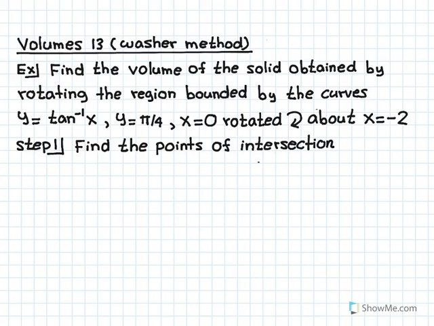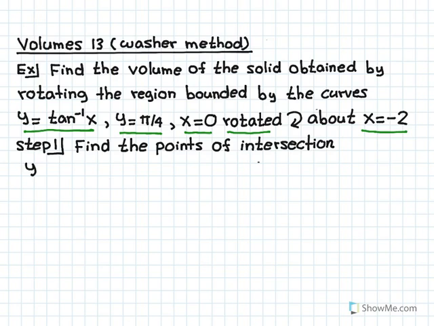In this video, we're going to look at another application of finding the volume of revolution by applying the washer method. The question here is to find the volume of the solid obtained by rotating the region bounded by the curves y equals arctan x, y equals pi over 4, x equals 0, rotated about the line x equals negative 2. As usual, we will find the points of intersection first.